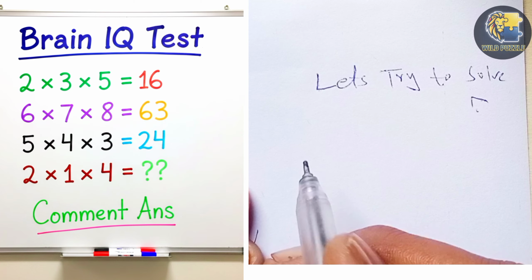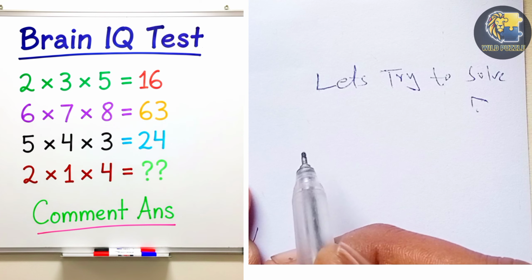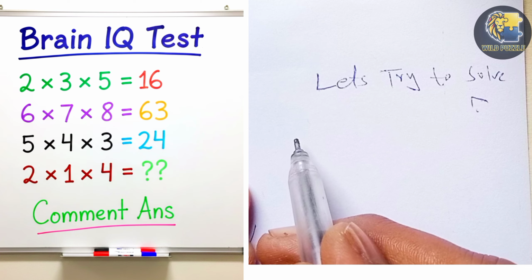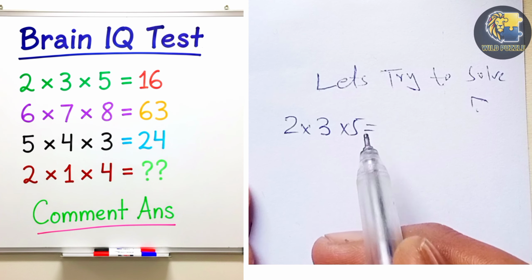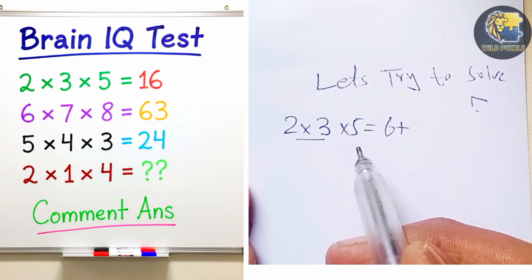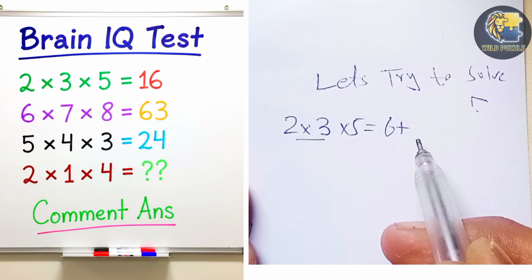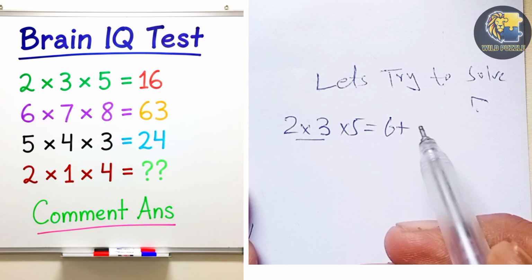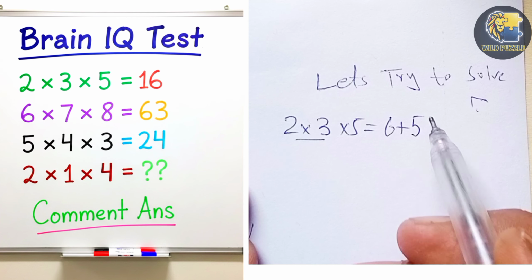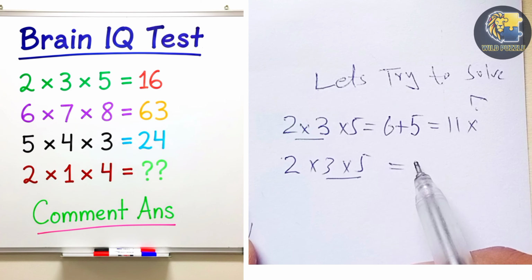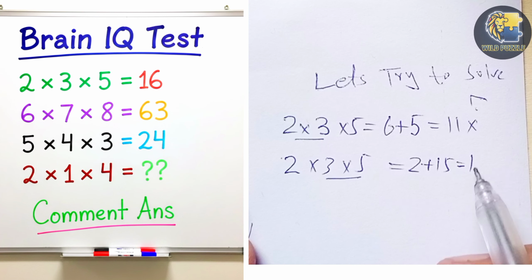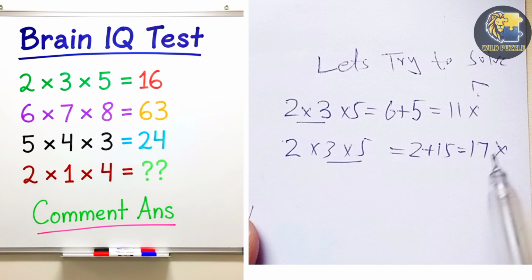In first equation, 2 times 3 times 5 equals 16. Strange, how is this possible? Let's try different patterns to find 16 first. First, 2 times 3 plus 5 equals 11. Wrong. Second try: 2 plus 3 times 5 equals 17. Also wrong.